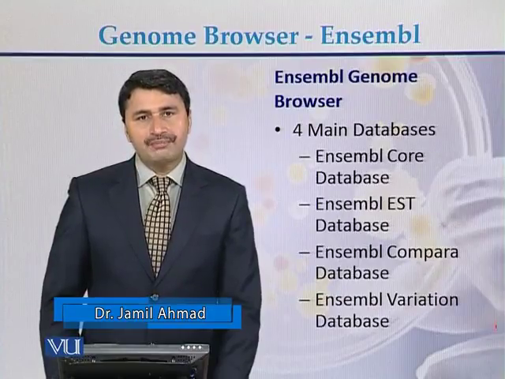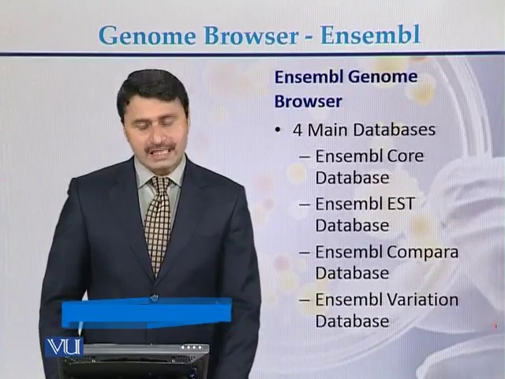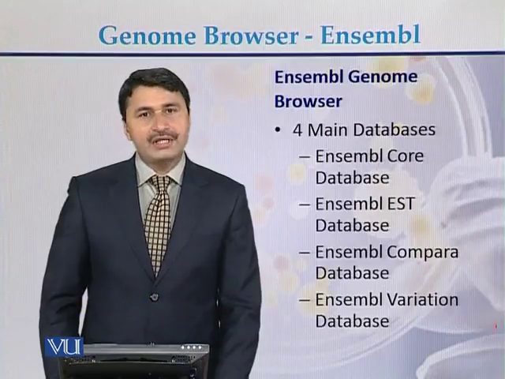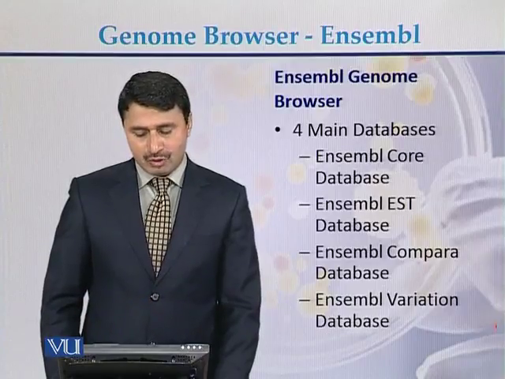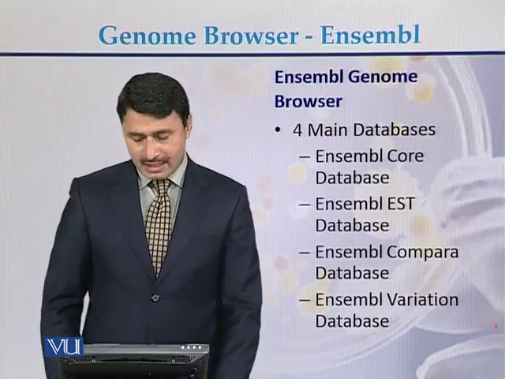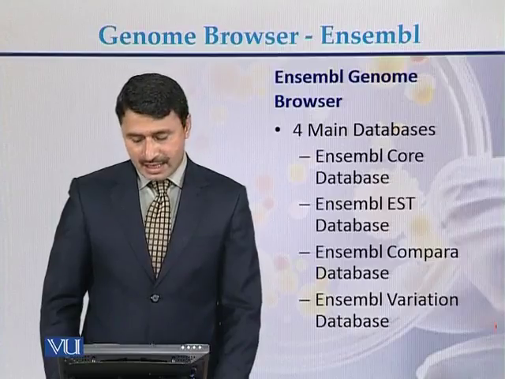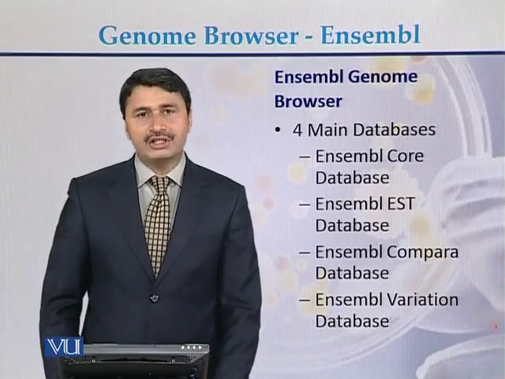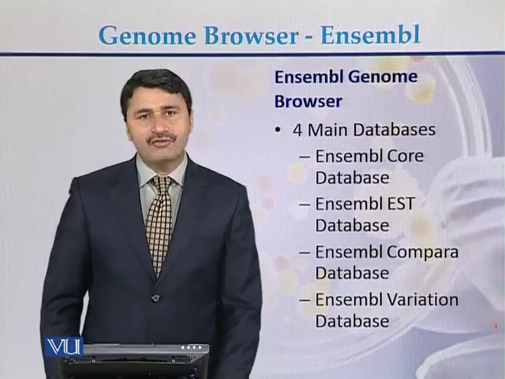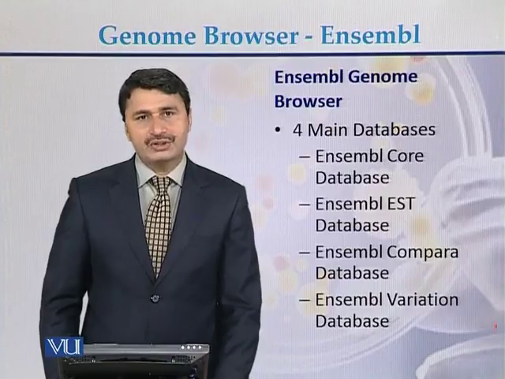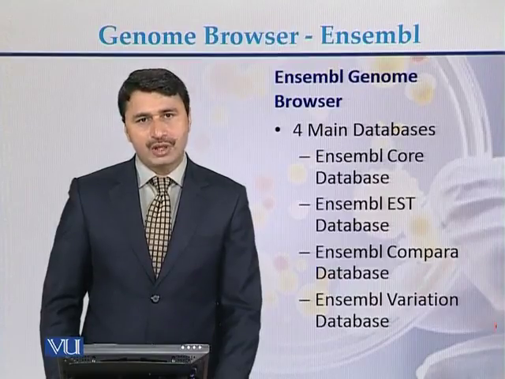There are four main databases of Ensembl. They are Ensembl Core Database, Ensembl EST Database, Ensembl Compara Database, and Ensembl Variation Database. So these are four different databases of the Ensembl Genome Browser.